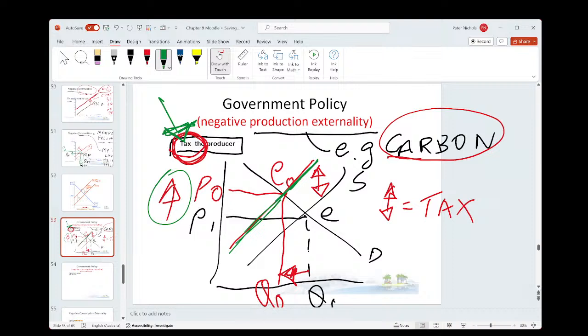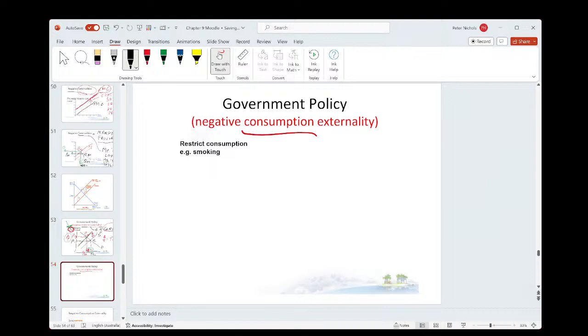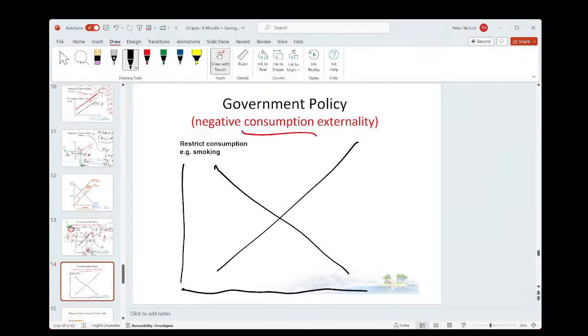But there is another way of dealing with this, and I think this is probably more effective. The most effective way of actually stopping people smoking. If we think about demand and supply, and here is our supply curve, here is our demand curve, we know that a tax will move the supply curve to the left. But there are other ways of achieving this optimum output.